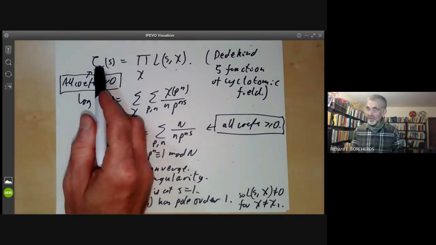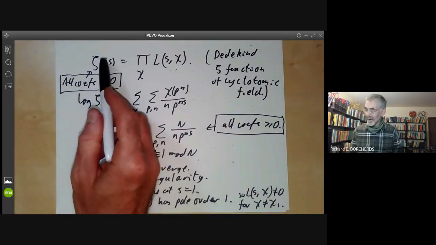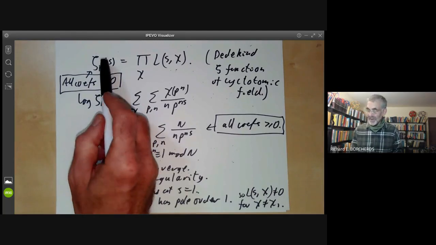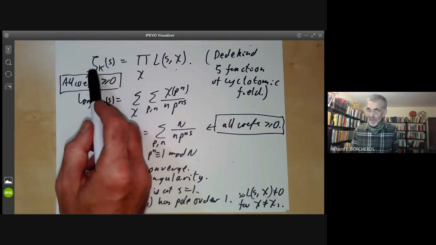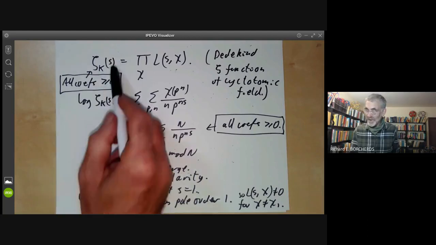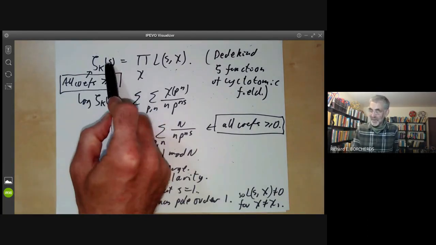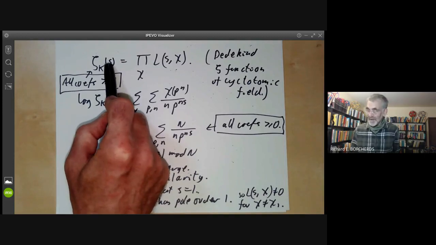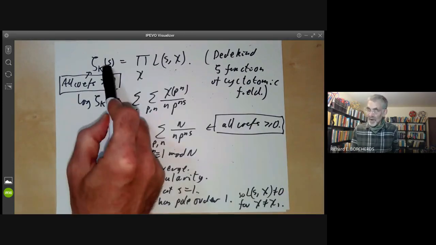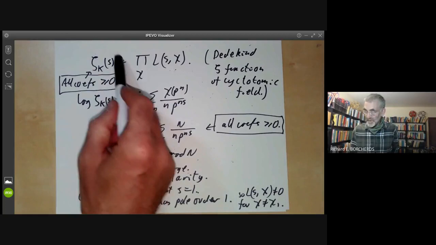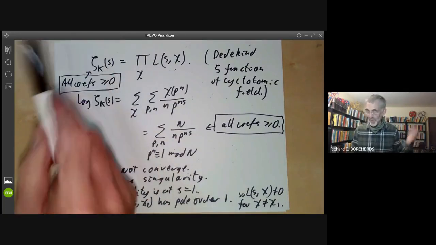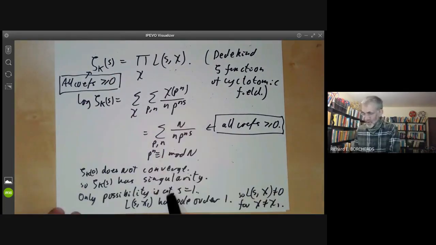Incidentally, there's another proof you can give using the fact that this is the Dedekind zeta function, because there's something called a class number formula, which shows you can actually evaluate the residue of this function at s equals 1 in terms of the class number of a cyclotomic field. And the class number is non-zero, which shows that this must actually have a pole at s equals 1. But it's actually rather easier to do it like this.